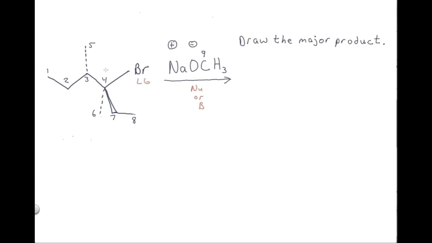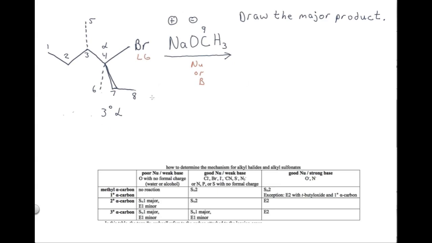Carbon 4 will be our alpha carbon. Carbon 4 is a tertiary alpha carbon because it's attached to three carbon chains, carbon 3, carbon 6, and carbon 7. With the tertiary alpha carbon, we're in the bottom row. With O-, we're in the right-hand column of our table. The table predicts E2. Write down the name of the mechanism. For E2, we know we're going to use a base, and we know that O- is a strong base.